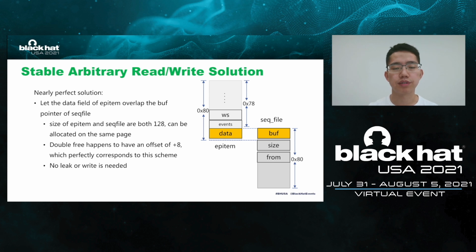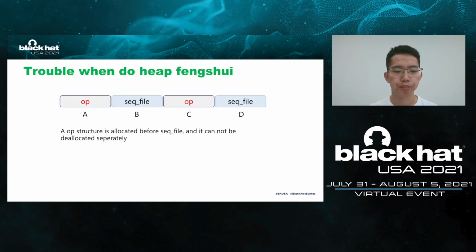First of all, the size of these 2 structures is exactly 128, so they can be allocated on the same page. Because there is an 8-byte offset when the vulnerability is triggered, if you can make these 2 structures adjacent when you allocate them, you can make the data field of the equal item overlap with the buff field of the circle file. Once the setup is completed, stable arbitrary read and write can be completed without any leak or write condition.